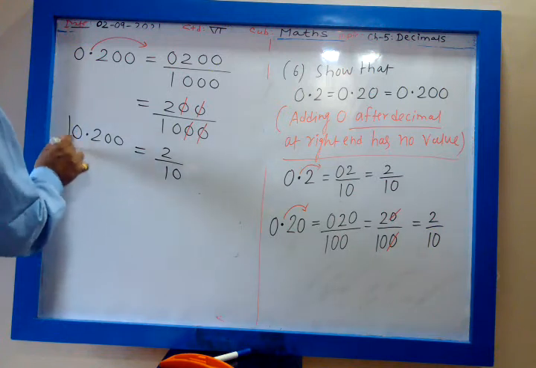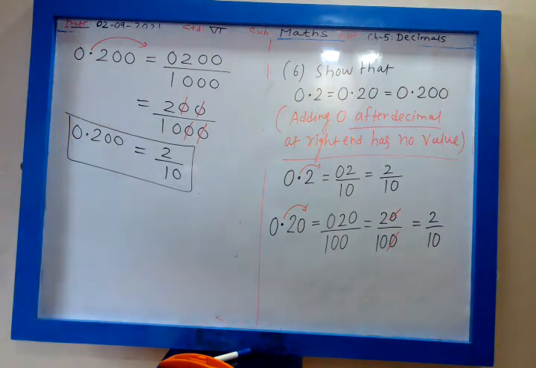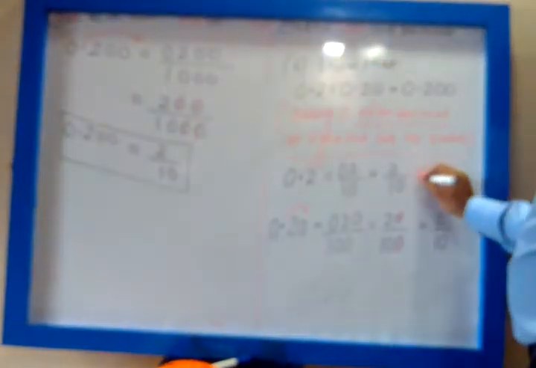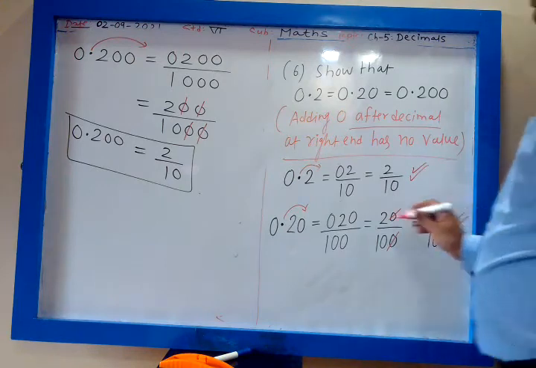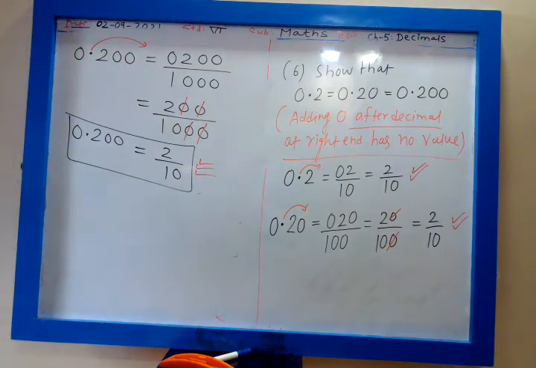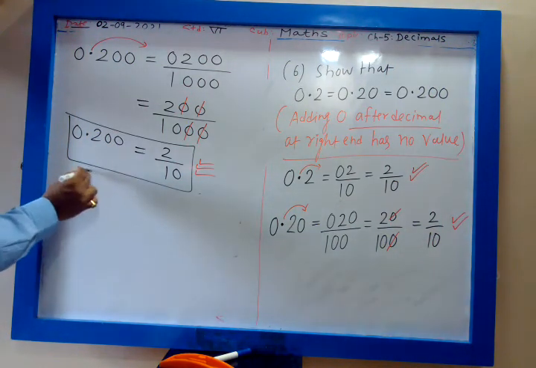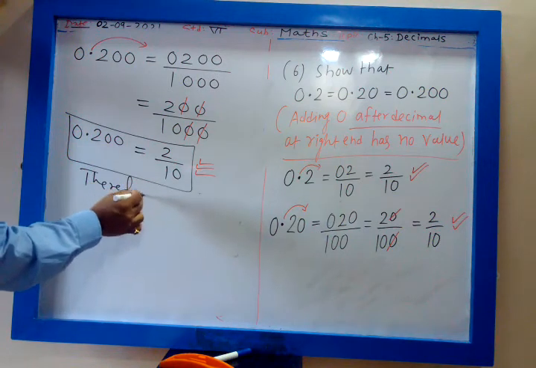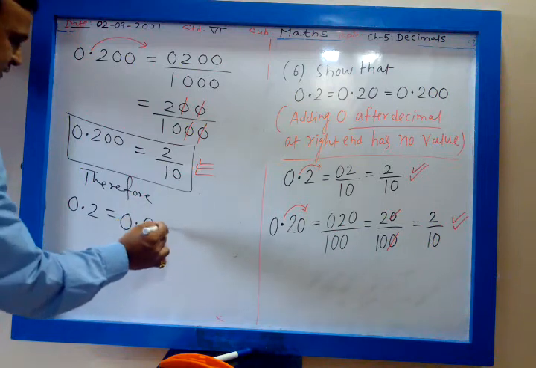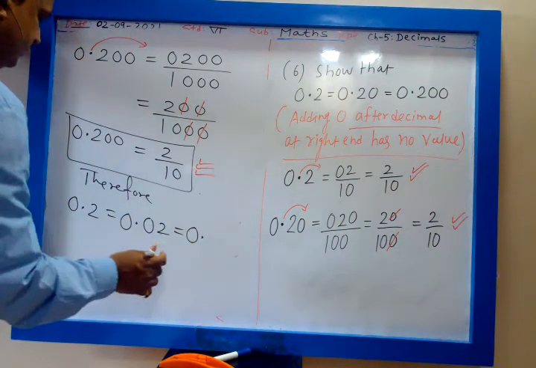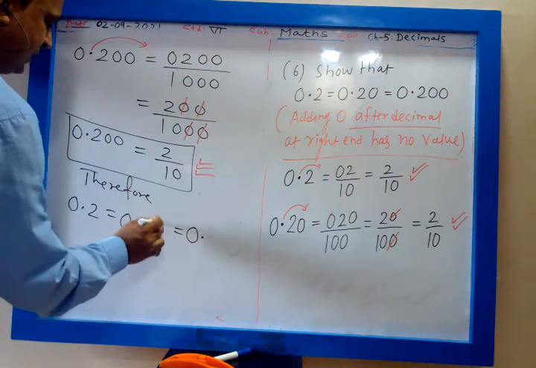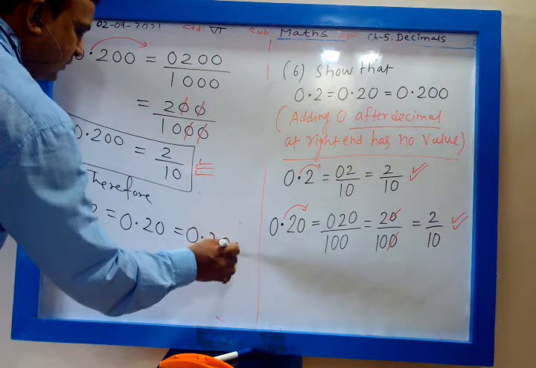0.200 is also 2 upon 10. So 0.2 value is also 2 upon 10. 0.20 is also 2 upon 10. And 0.200 is also 2 upon 10. So all these have the same value, 2 upon 10, and therefore they are equal. Therefore 0.2 is same as 0.20 is same as 0.200. All are same.